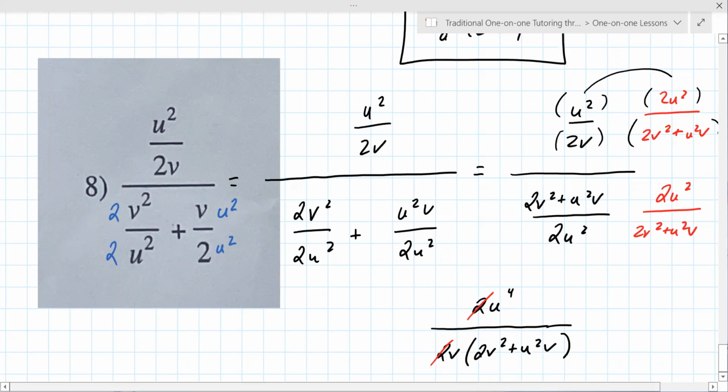And then, yeah, that's it. I mean, there are a couple other ways you could write this answer. At least one other way, but if you could get this, you're pretty good. You're close enough.